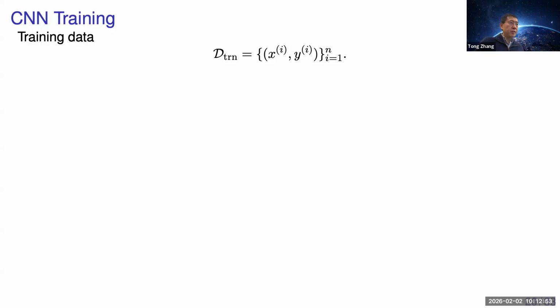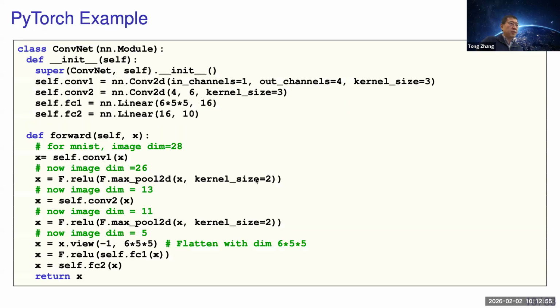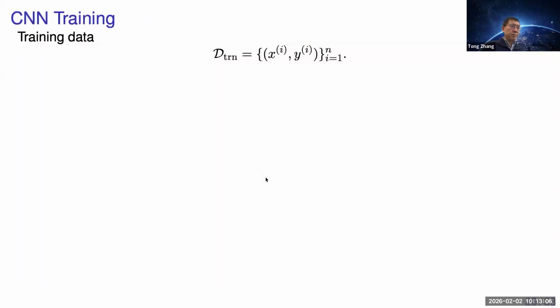For max pooling, we usually say kernel size is 2. That's why. If you have 3, it's a factor of 3. But typically for max pooling, you want to have 2. That's most typical.